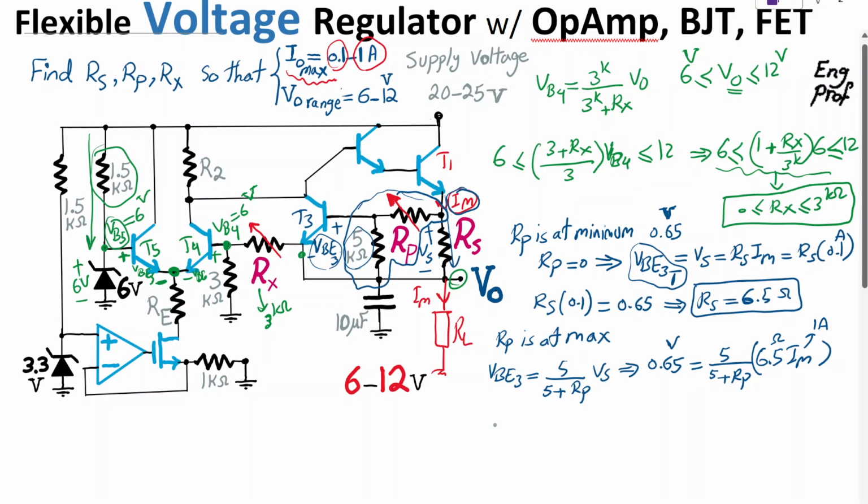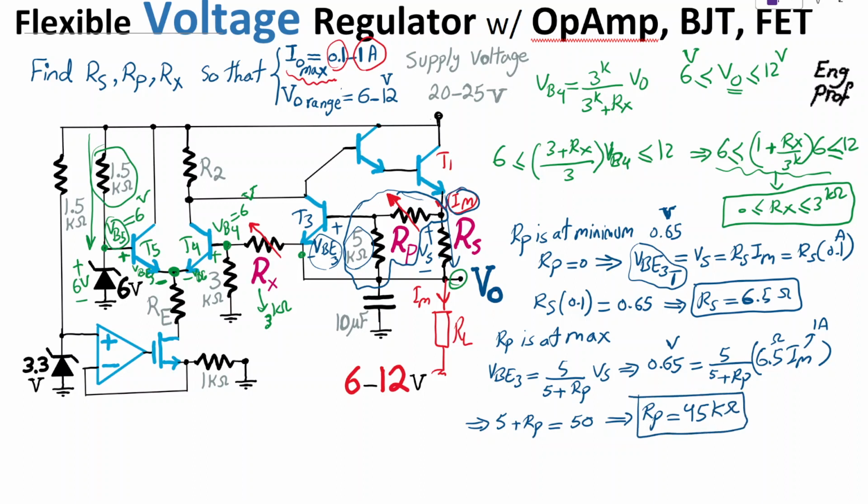So in that case, if I just clean up, let me write it this way. I get 5 plus Rp is equal to 50, because that's 10 times 5. So I get Rp is 45 kilo ohm. Okay, so 45 kilo ohm. So that's the potentiometer Rp.